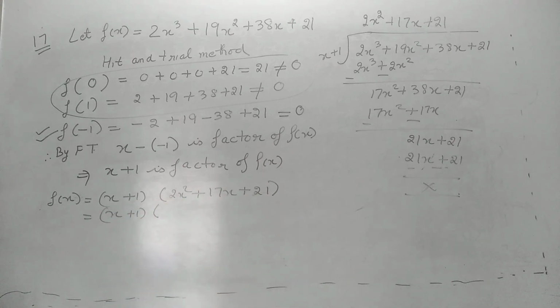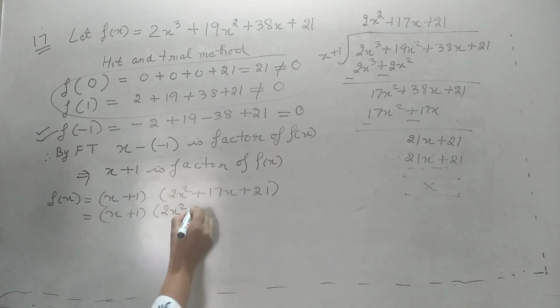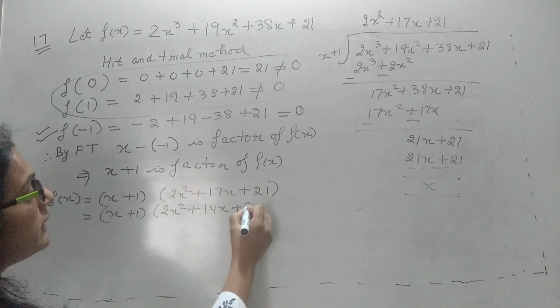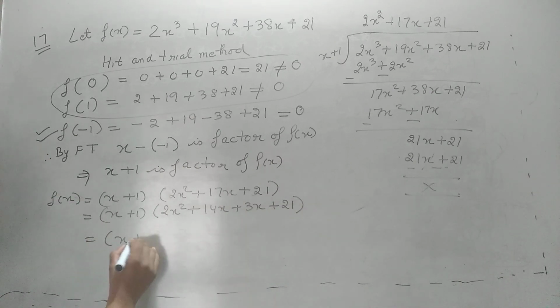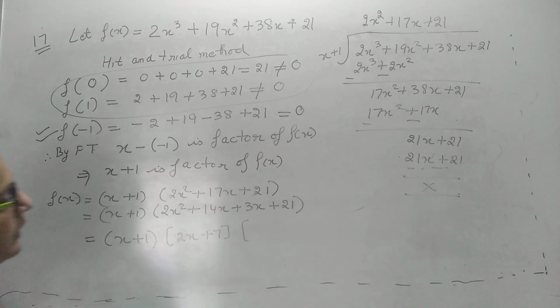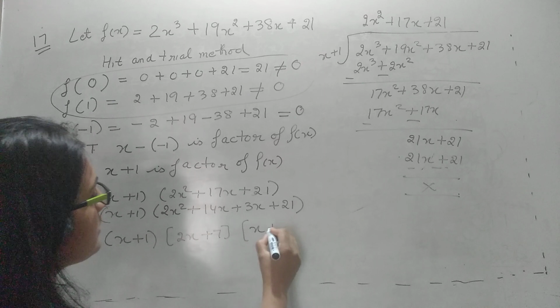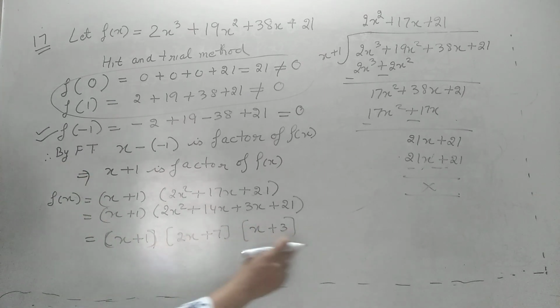We have to find two numbers whose product is 42 and whose sum is 17. The two numbers are 14 and 3. And hence we can solve it. This is 2x plus 7 and x plus 3. Hence we have done the factorization. These brackets don't matter. Simple square doesn't matter.